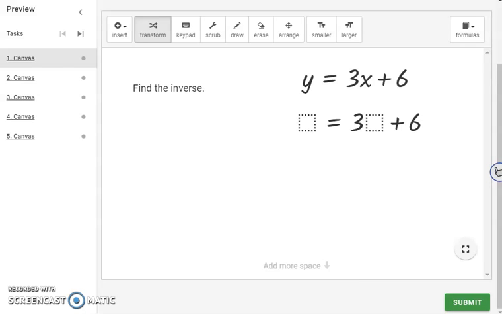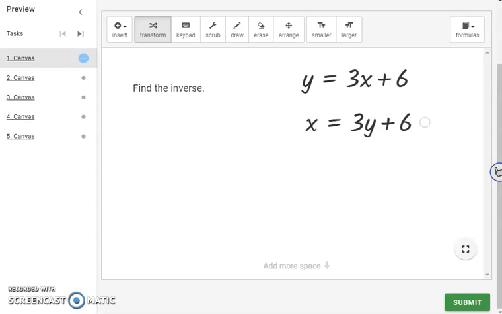So when I'm solving for an inverse, we literally take the x and the y and we switch them. The first step is take the x and the y and switch them. So the equation becomes x equals 3y plus 6. And then the second step is, this is actually the most critical step, if you don't switch the x and the y, you won't get an inverse. And then the next step is you solve for y.